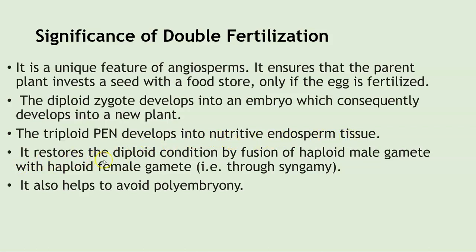Now this process restores the diploid condition by the fusion of the haploid male gamete with the haploid female gamete through syngamy. Now it also helps to avoid polyembryos. So these are the important significances of double fertilization. That is, it ensures the development of the zygote, and further, it gives rise to the formation of seed and fruit.